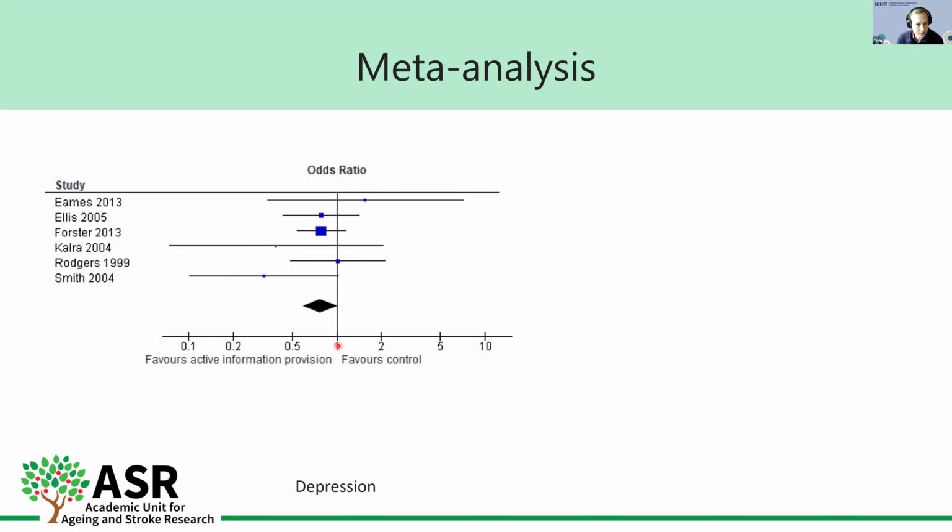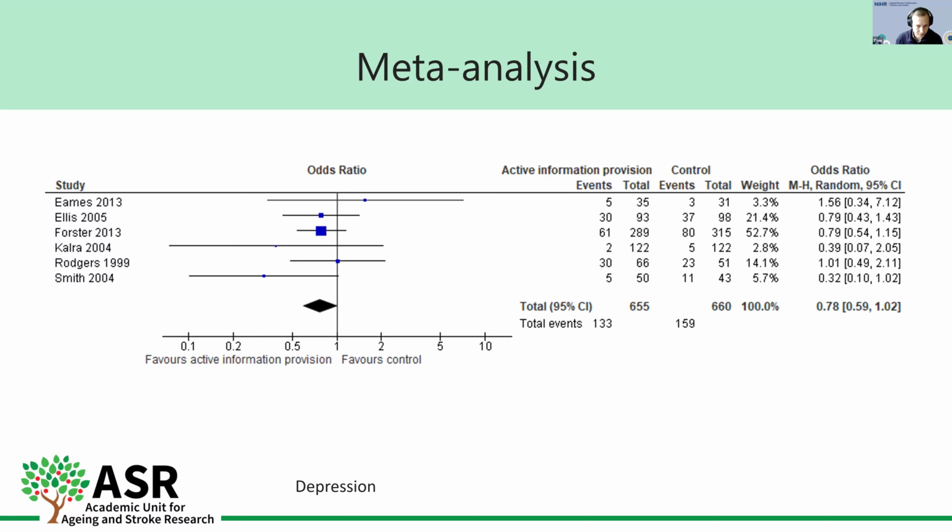And when you're looking at forest plots, it's worth checking which way round. So this particular forest plot is for depression as an outcome. And over on this side, we've got favouring active information provision, and over on this side, control. But for different outcomes, those will be reversed. So it's worth working out which way is positive and which way is negative.